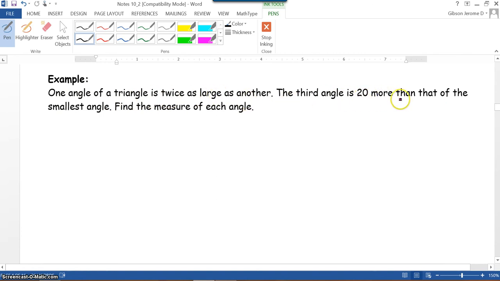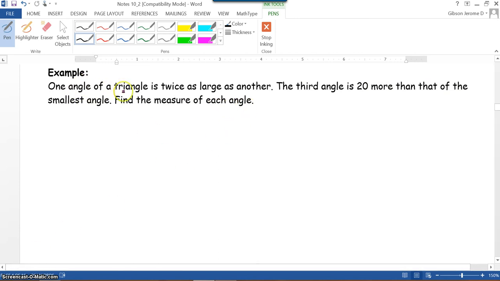The third angle is 20 more than that of the smallest angle. Find the measure of each angle. Okay, so it says one angle of a triangle is twice as large as another, the third angle is 20 more than that of the smallest angle. So we would have x is the smallest angle because all the rest are dependent on the smallest angle.